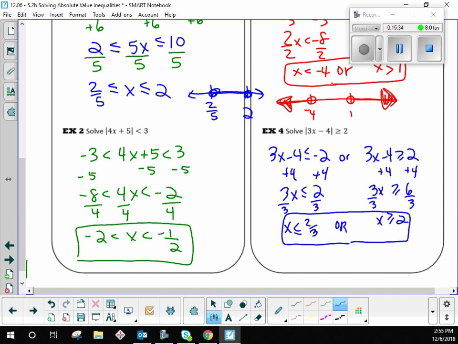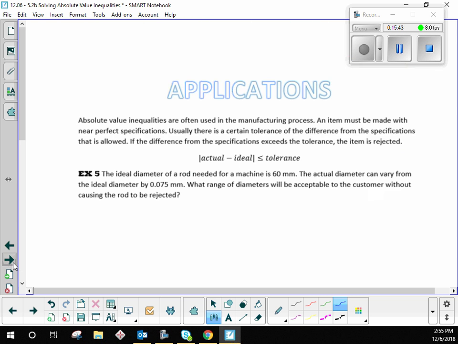Yes, is that what y'all got? Okay, so let's talk about on the back. Some applications, that means a real world problem. Take a moment and just read it to yourself in your brain with your eyeballs.